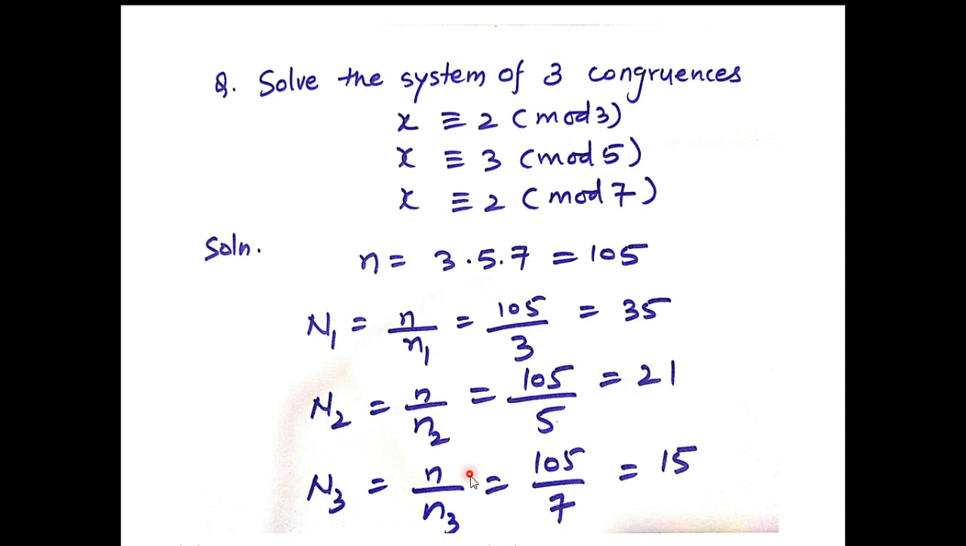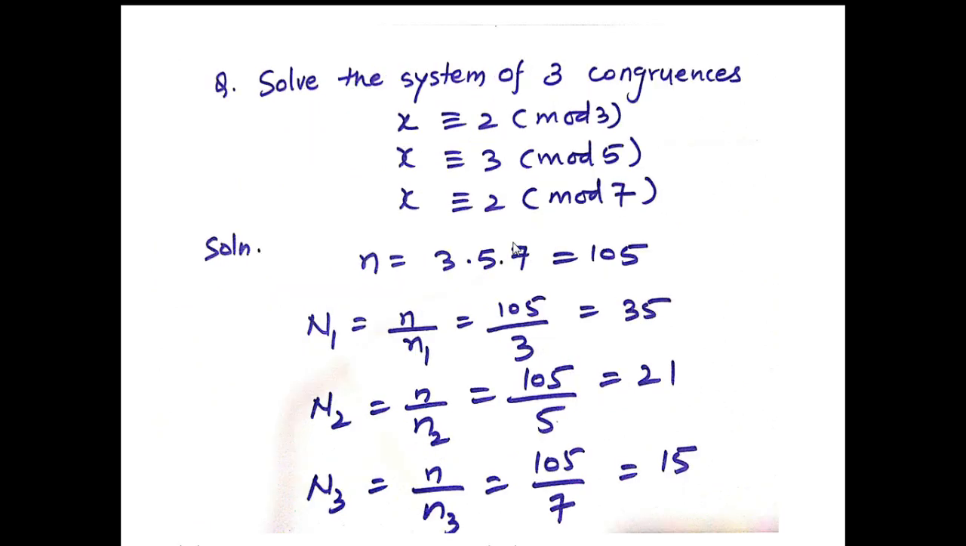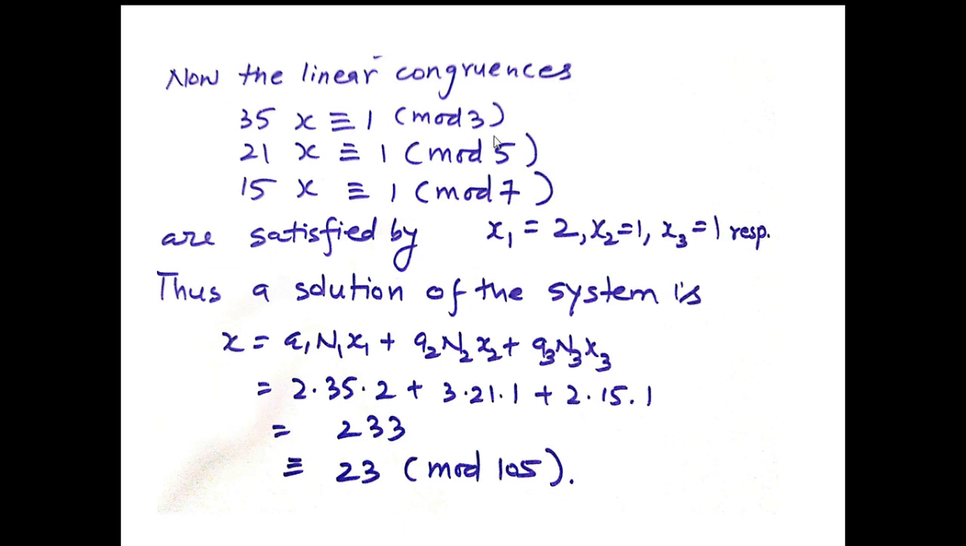Capital N2 is n upon n2. So 105 upon 5, which is 21. N3 is n upon n3. Therefore, this is equal to 105 upon 7, which gives you 15. Now the linear congruences are 35x congruent to 1 modulo 3, 21x congruent to 1 modulo 5, and 15x congruent to 1 modulo 7. Here we are using these N1, N2, N3: 35, 21 and 15.